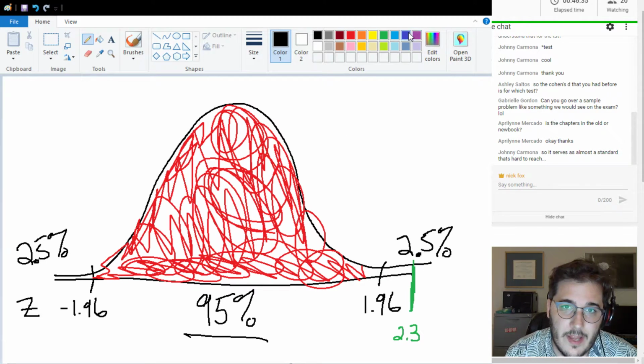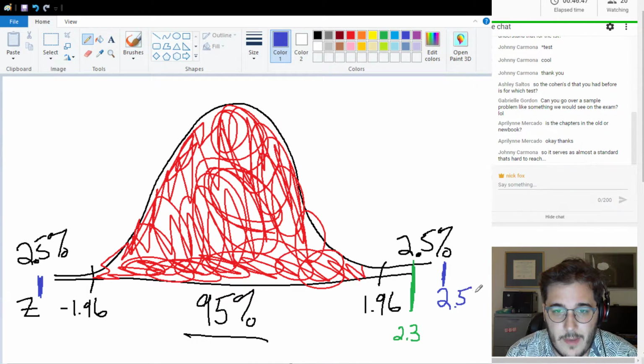But if we say, you know what, I actually want to include 99% of observations, excuse me, so I'm going to reset my critical value to 2.58.